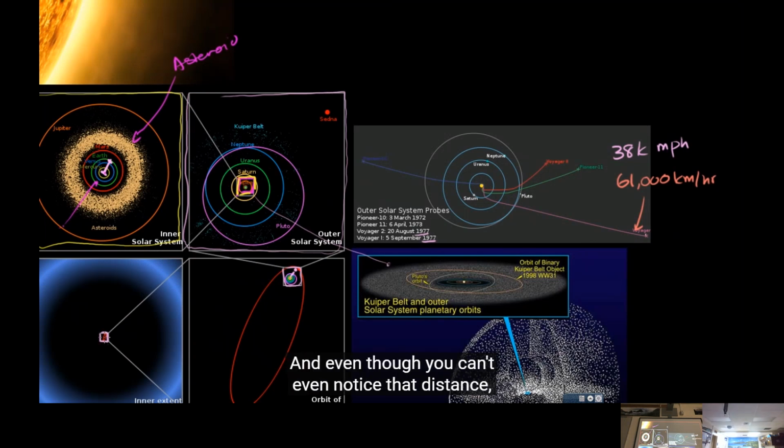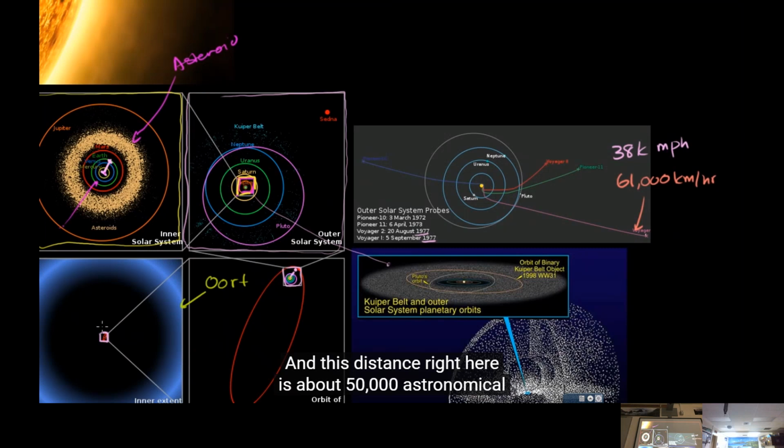And even though you can't even notice that distance, we still have the sun's influence. The gravitational pull is still attracting things to it. And this right here, we speculate that there's the Oort cloud, and this is where the comets originate from. And this is just a bunch of frozen gases and ice particles and things like that. But we're starting to get to the outer reaches of the solar system.